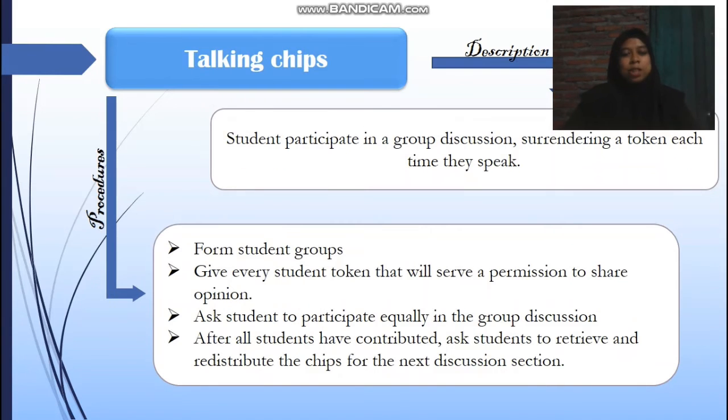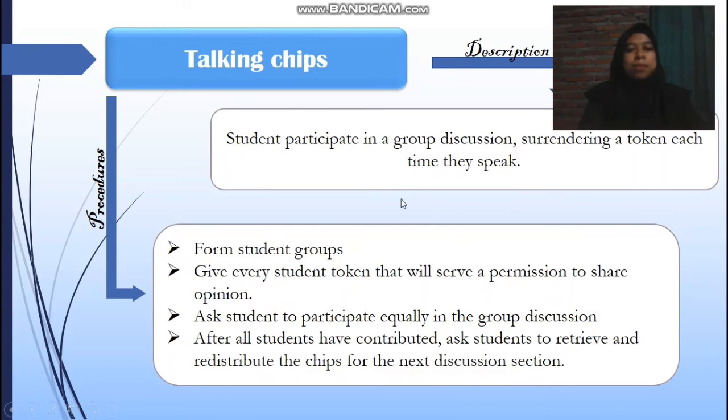So the next is talking chips. In this talking chips technique, the students participate in a group discussion, surrendering a token each time they speak. So the function of the token here is as a permission before the students share their opinion. So before the students share their opinion, they have to put the token into a bowl that is located in the middle of the table.